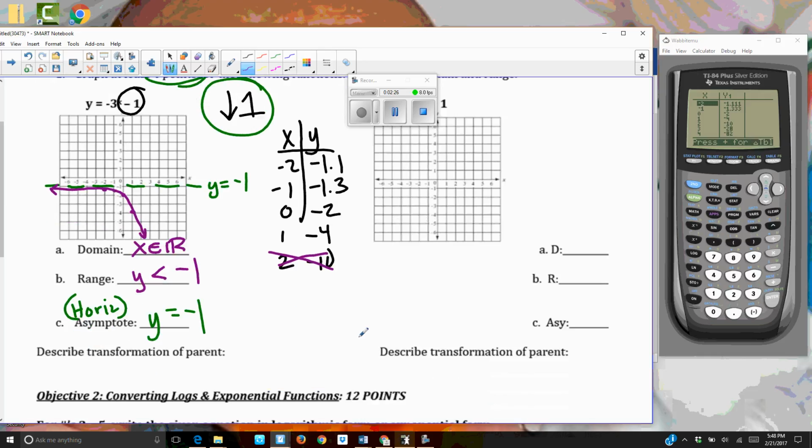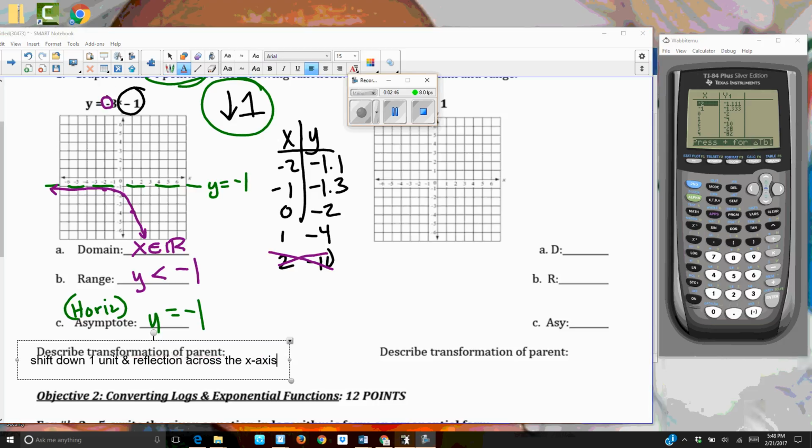Lastly, it says describe the transformation of the parent. This is a shift down 1 unit, and the negative sign out front reflects this across the x-axis. All right, so there is written a little bit neater there for number one.